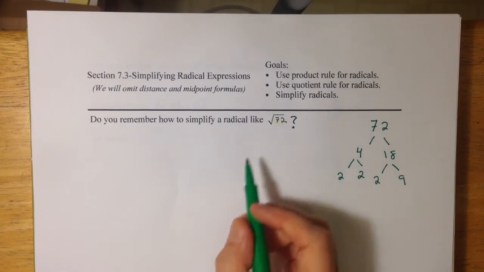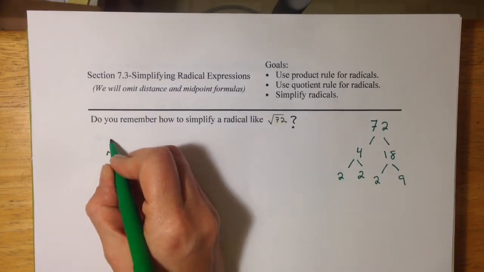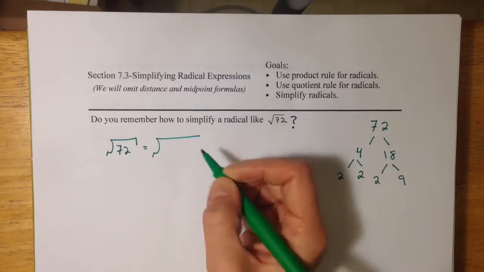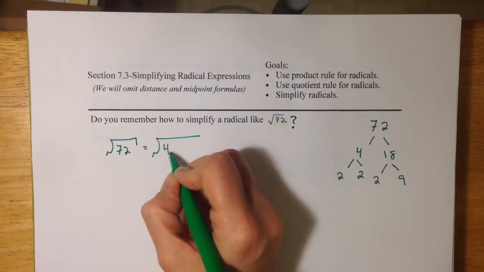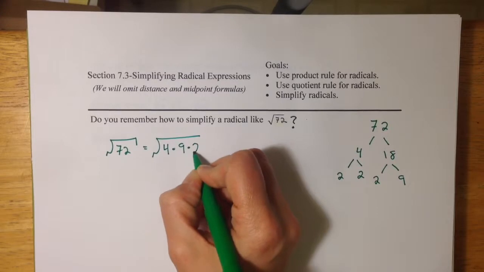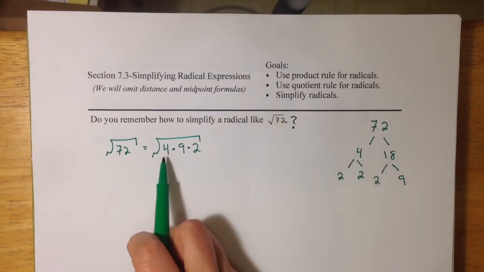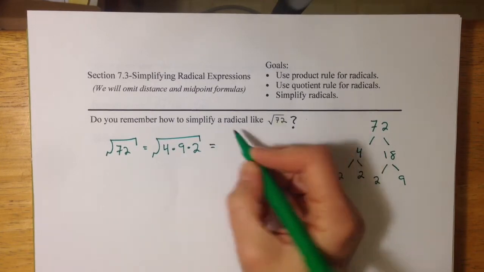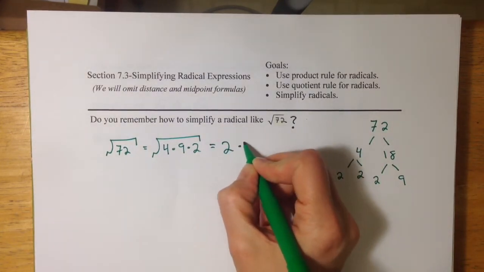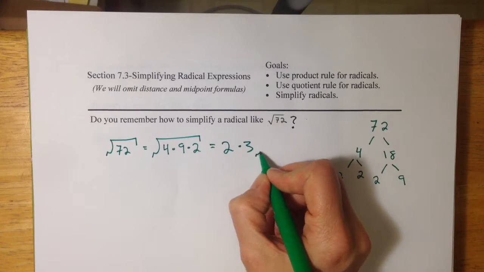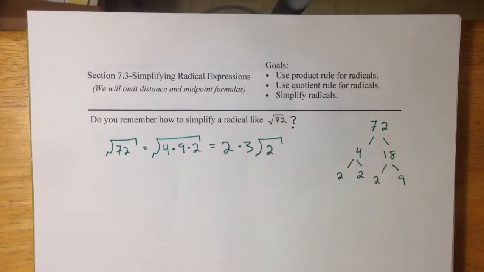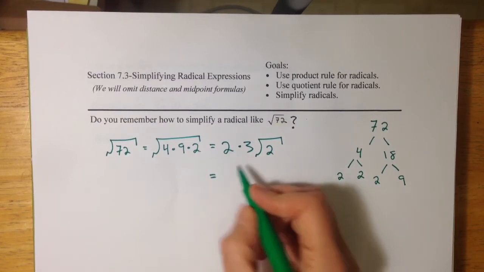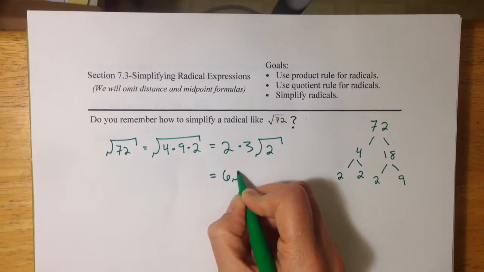That meant that the square root of 72 is the same as the square root of 4 times 9 times 2. But we know what the square root of 4 is, and we know what the square root of 9 is. So that became 2 times 3, but there was still a single 2 left over stuck under the square root. And at last we simplified this by multiplying the 2 and the 3 and making that 6 times the square root of 2.